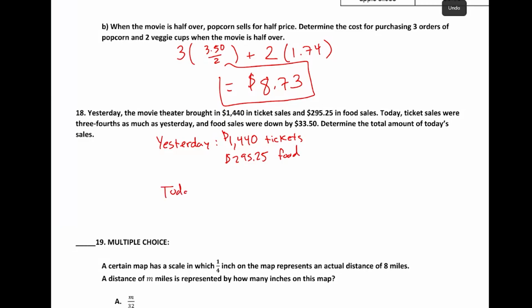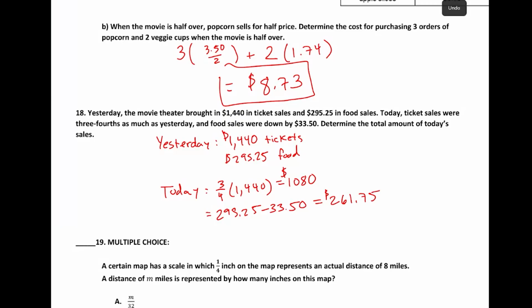Today, we have ticket sales are 3/4 as much as they were yesterday. So 3/4 times 1,440, which is $1,080. And food sales were down by $33.50. So we have that $295.25 minus $33.50, which is $261.75.